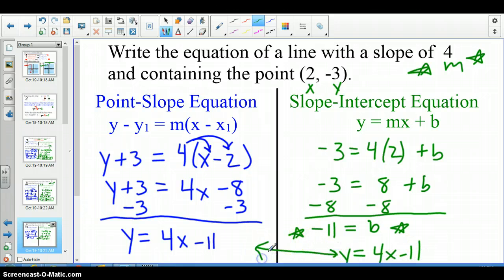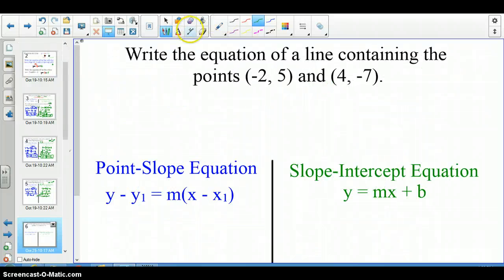So remember, once you find your y-intercept, you are not completely done. You need to write your new equation with your slope and your y-intercept. Now, if we look at this next problem, it says write the equation of a line containing these 2 points. In those last problems, we gave you the point and the slope. Do you see the slope here? No. So we need to find the slope.